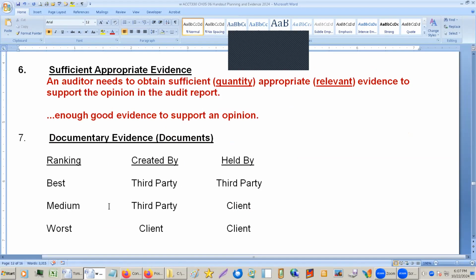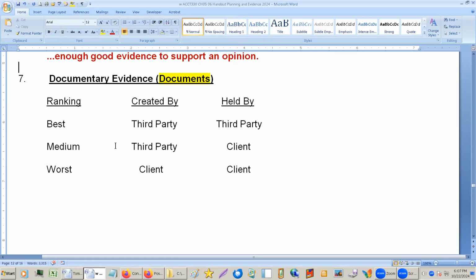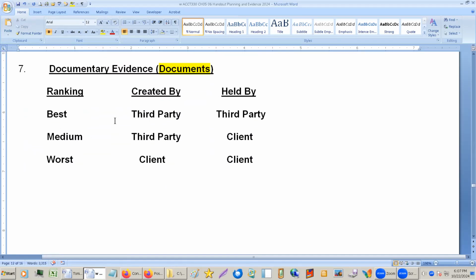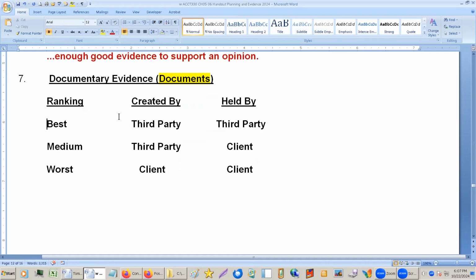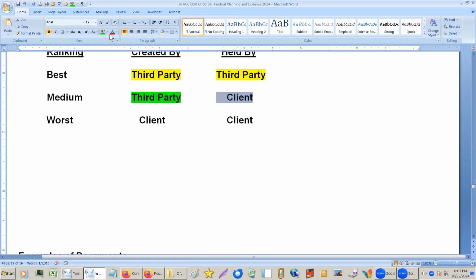Okay, now not all evidence is the same. We're talking about documentary evidence. This is just documents, and not all documents are equal. I'm going to build this. The best evidence is created by a third party, and the third party holds it. In other words, it comes from the third party. Medium evidence is created by the third party and it's held by the client.